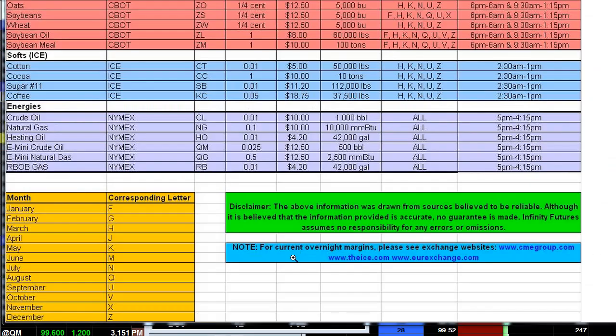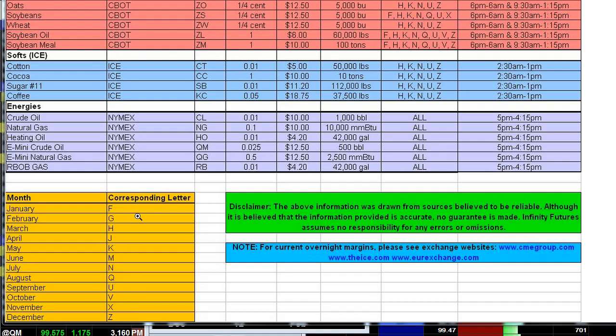So here is a little cheat sheet, and most brokerage firms will give these to you. You can see crude oil trades CL. It trades all of the months. Here's the open and the close time. Down here's where you're looking at January, February, March, April, May, and here are the symbols: F, G, H, J, K, M, N, Q, U, V, X, and Z.